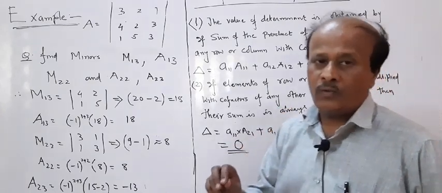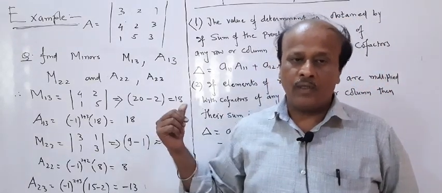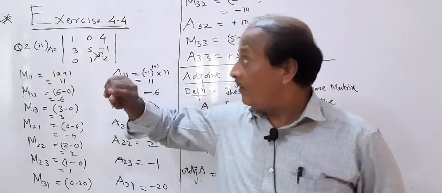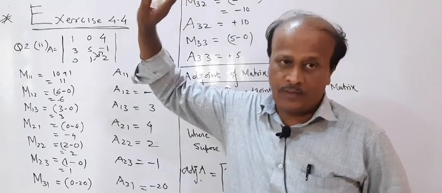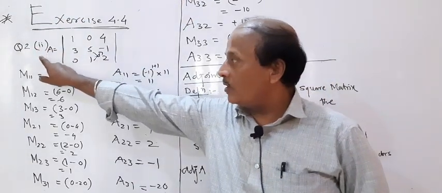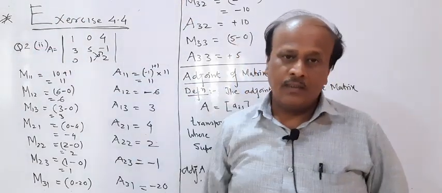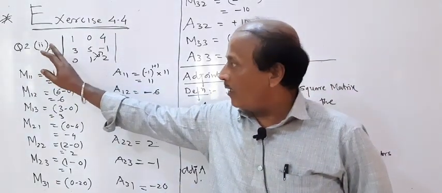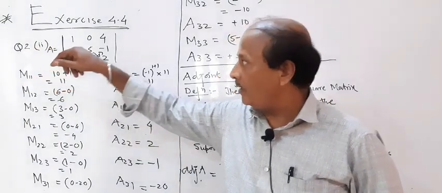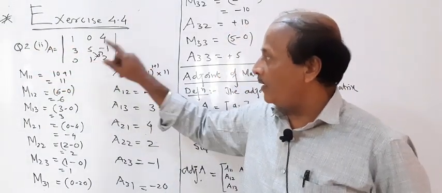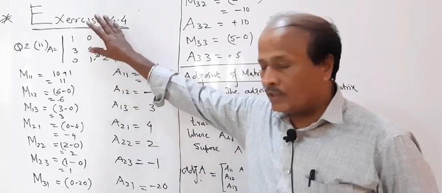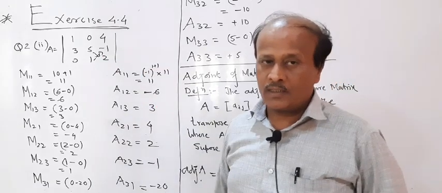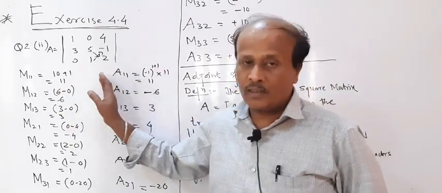Now I am going to tell you one more question on this particular article. Let me support today's topic with one question from exercise 4.4. So I have selected question number 2 part 2. Question number 1 is much easier. In question number 2 part 2, a determinant is given with elements 1, 0, 4, 3, 5, minus 1, 0, 1, 2. Elements can be anything, and the question says, find all the minors and cofactors.